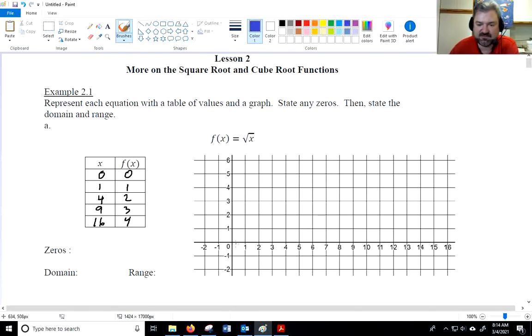And we'll plot these points: 0, 0; 1, 1; 4, 2; 9, 3; and 16, 4. And you can see we get half of the parabola shape here. We have a zero just at 0. We have a domain of 0 to infinity because we can't square root negatives, and because the square root function always evaluates to a positive number, we get a range of 0 to infinity.